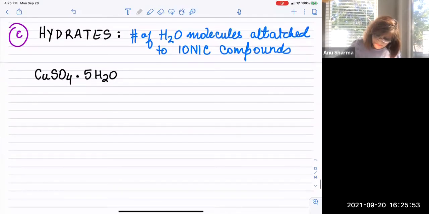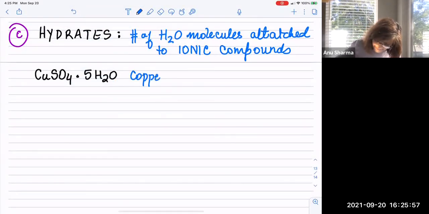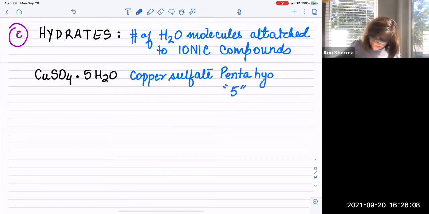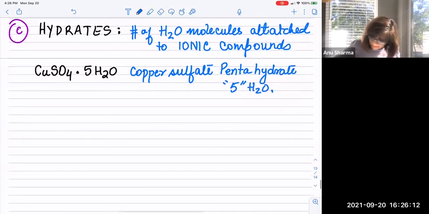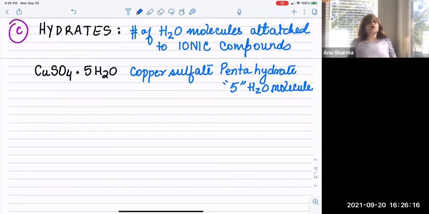So how will you name this? This is copper sulfate pentahydrate, penta because there are 5. Penta means 5. Hydrate, because there are 5 water molecules attached to one molecule of copper sulfate. That's what it means. Okay, let's get one more.